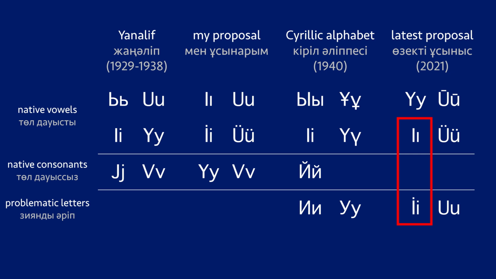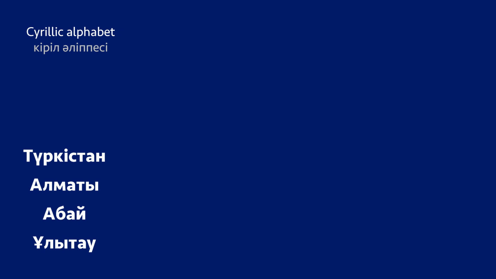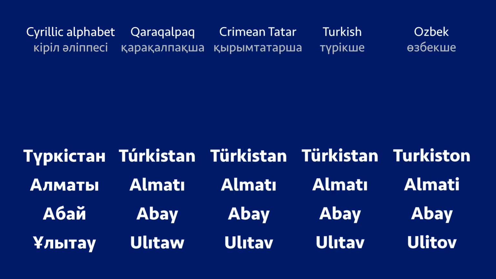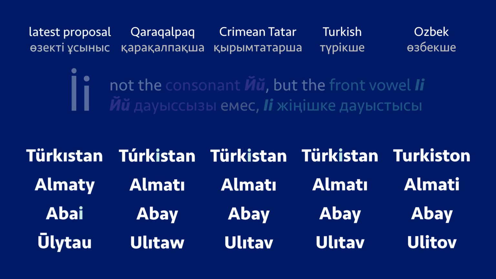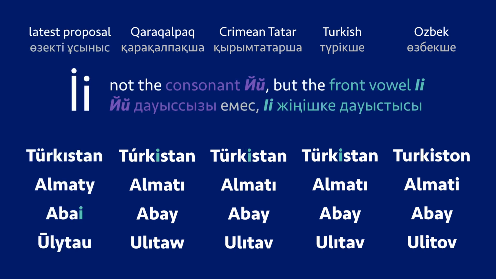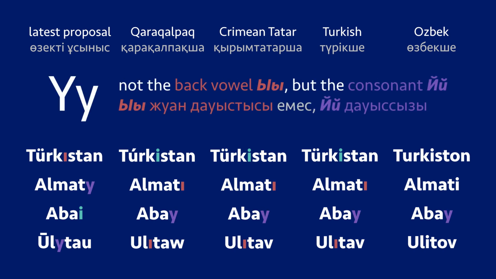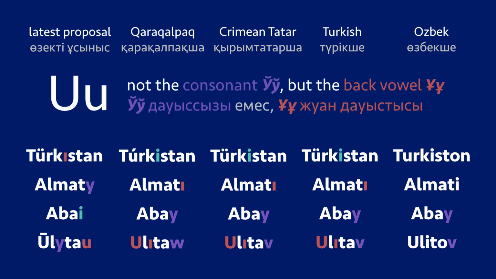Let me now show you the modern cross-linguistic comparison. These are the place names in Kazakhstan and how they are translated into Karakalpak, Crimean Tatar, Turkish and Uzbek. As you can see, all of these languages are in agreement that dotted I is not a consonant but a front vowel, dotless I is not a front vowel but a back vowel, Y is not a back vowel but a consonant, and a plain U is not a consonant but a back vowel.